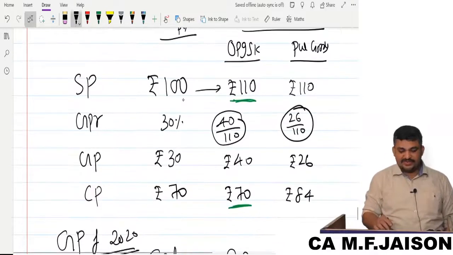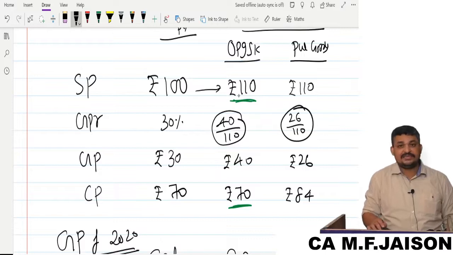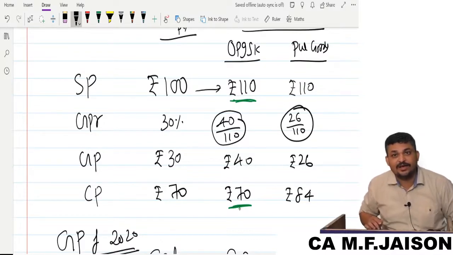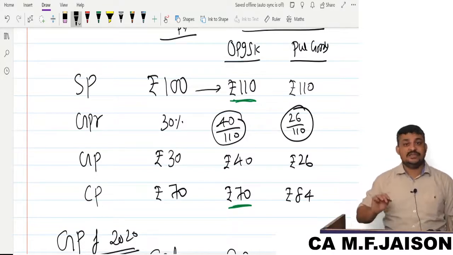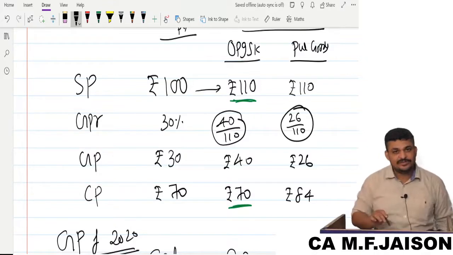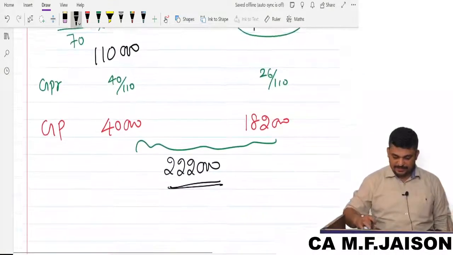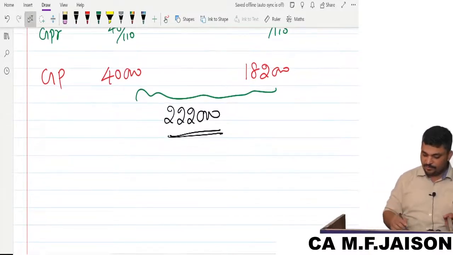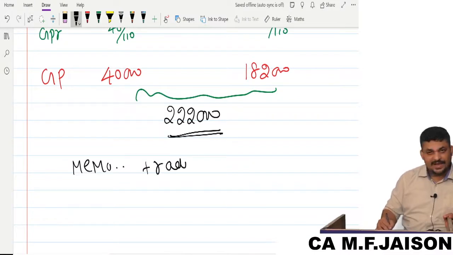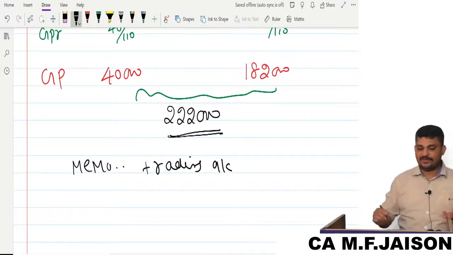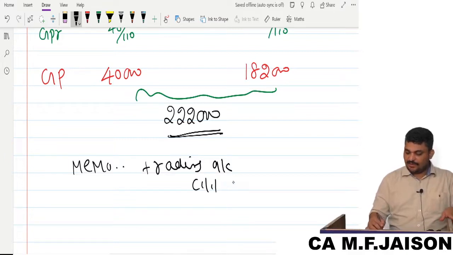Like that we understood, and we created a beautiful table to understand the margin. First we created this structure 100, 30, 70, etc. Then for opening stock alone, selling price increased but cost price not increased. For purchased goods, selling price increased and cost price increased. Understood? So all these things, second time explanation over, 2,22,000. Now I will prepare the memorandum trading account, which is again for 1/1/2020 to 30th June 2020.